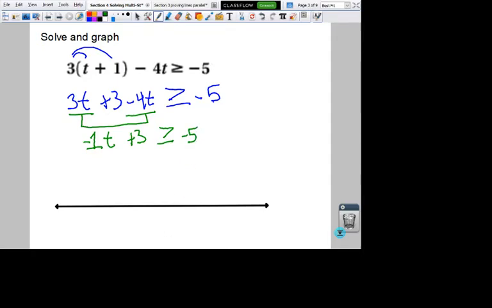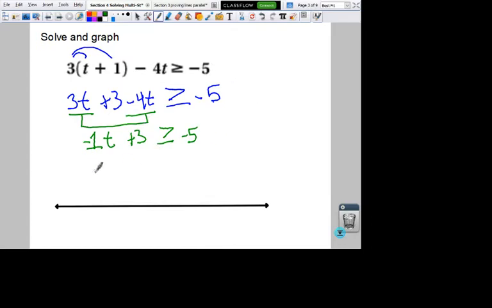Alright, let's keep going through to solve it. Luis, what am I doing next? What am I going to do next to solve for t right here? I'm just going to say take away the 3.